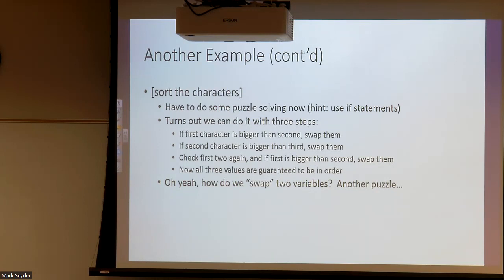And I mean, you can try a bunch of different combinations and test cases to prove to yourself that that's right. But at this point, just trust me, it works. If you do those 3 operations, no matter what 3 characters you enter, they'll be in the right order. And then you can just output them. We still have a little bit of magic though. How do we swap 2 variables?